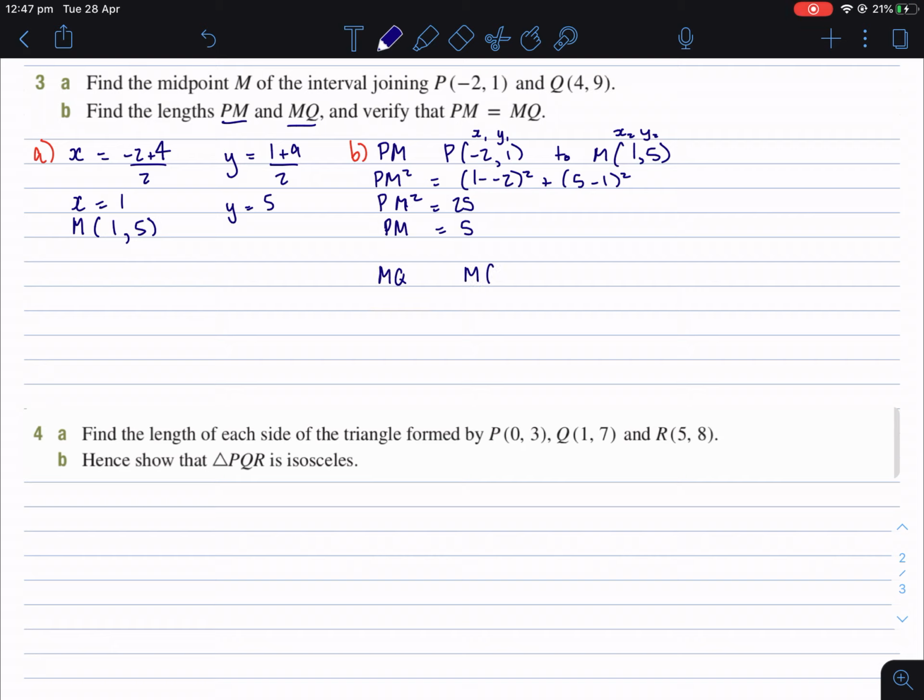So we've got M, which is 1, 5, and we've got Q, which is 4, 9. So MQ squared is 4 take 1 squared plus 9 take 5 squared. So MQ squared equals 4 take 1 squared plus 9 take 5 squared, 25. So MQ equals 5. So there we can see PM equals MQ.